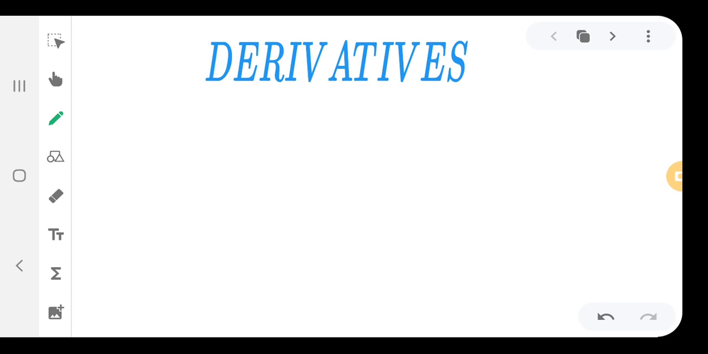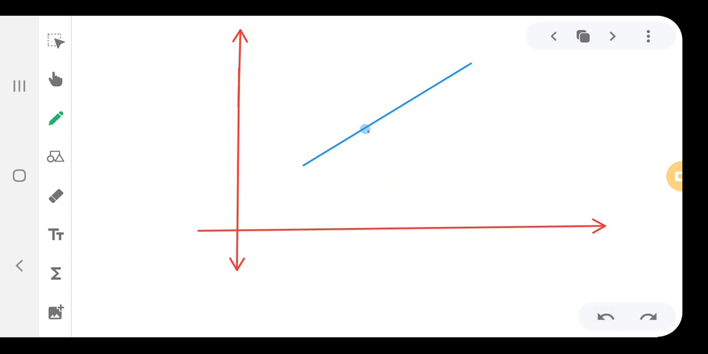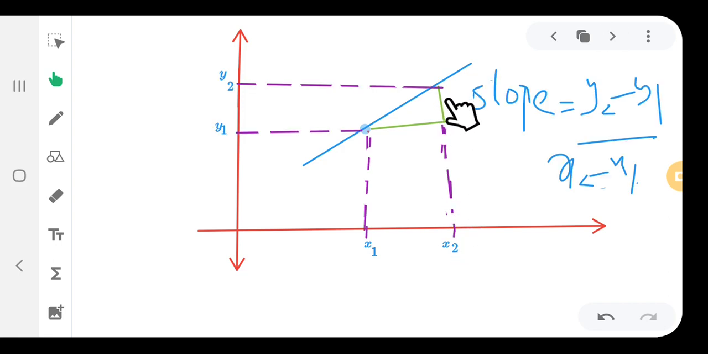Answer this question. I have drawn a straight line. We know that the slope at any point on the straight line is the same, everywhere the slope is the same. For calculating the slope of the straight line, we consider a right angle triangle with the sides x2 minus x1, and y2 minus y1. For x1 we get y1, corresponding to x2 we get y2. Therefore, slope is equal to change in y coordinate by change in x coordinate, that is y2 minus y1 by x2 minus x1.